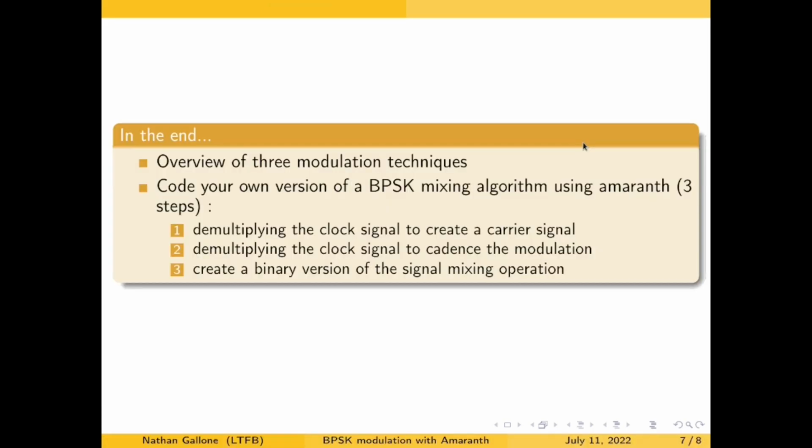So during this presentation you had the occasion to see how three modulation techniques work, and you could learn how to code your own version of binary phase shift keying modulation and a mixing algorithm using Amaranth in three steps. First of all, by demultiplying the clock signal to create a carrier signal, doing the same to cadence the modulation, and finally creating a binary version of the signal mixing operation with the XOR gate.